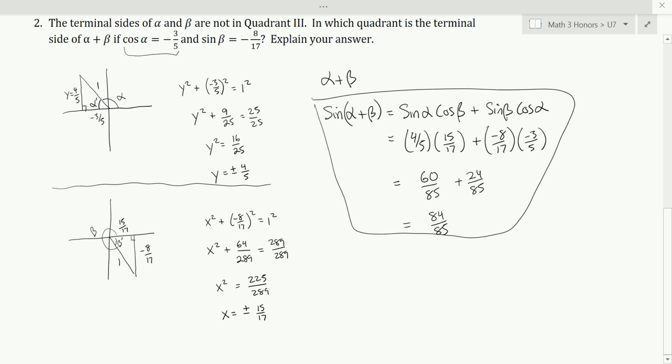We're going to run out of time here. The next thing we're going to do is find the cosine of alpha plus beta, and then based on what we get there, we'll determine what quadrant we're in. We'll finish this one tomorrow.